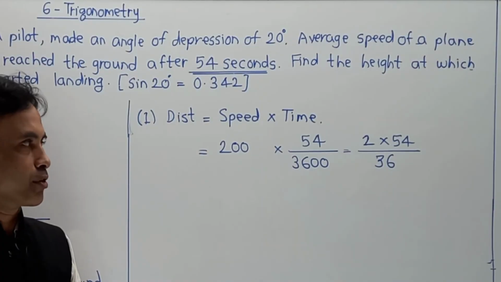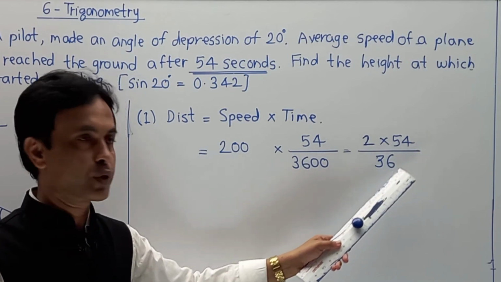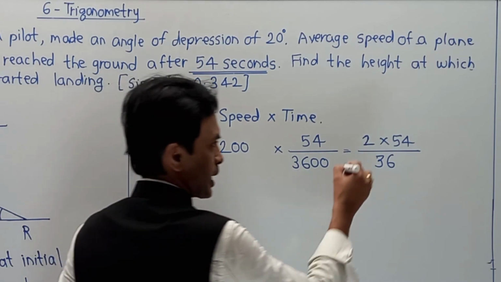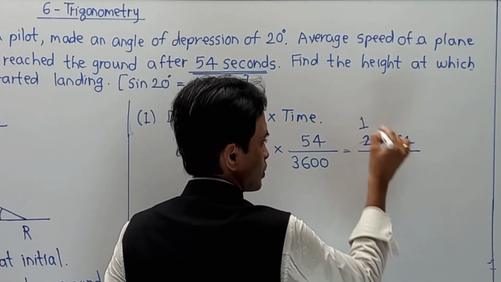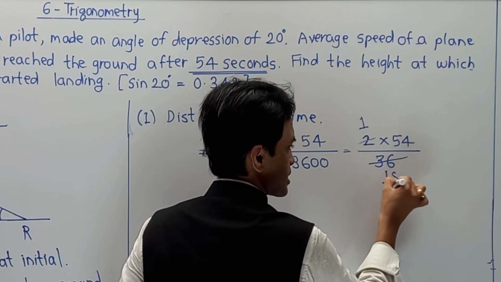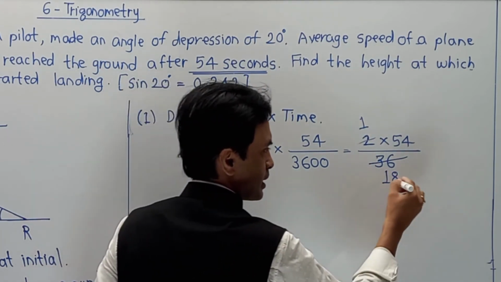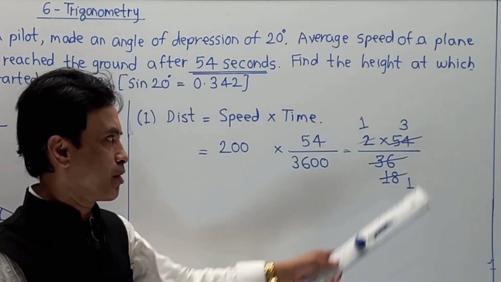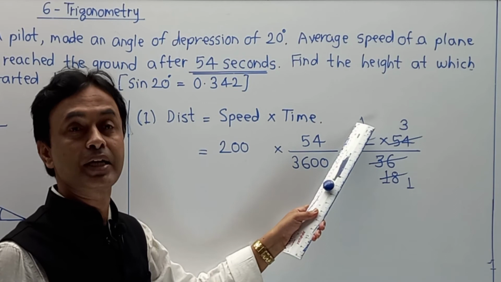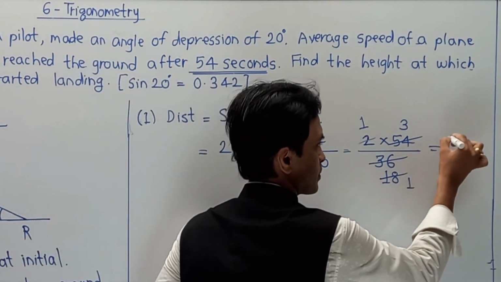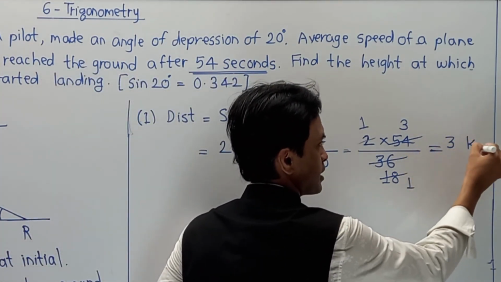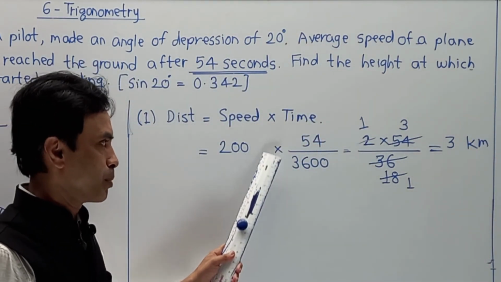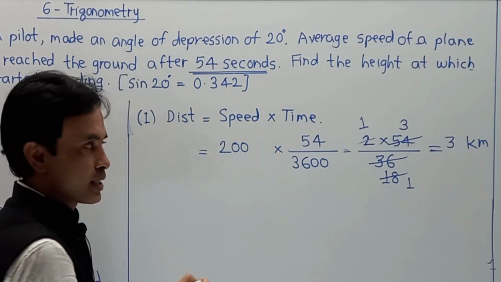Now the calculation part. You have the numbers 2, 54 and 36. It is quite a simple calculation for you, and I am going to do it over here. 2 ones are 2, 2 18s are 36, and 18 ones are 18, and 18 threes are 54. Naturally your evaluation becomes 3 into 1, that becomes 3. So naturally your answer is 3, and naturally it is in kilometers, because it is a distance. Why? Because here the speed is in kilometer per hour. Understand this step.